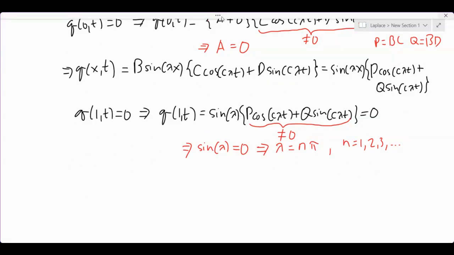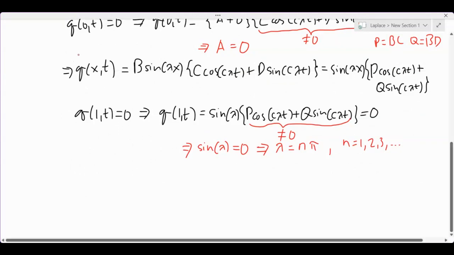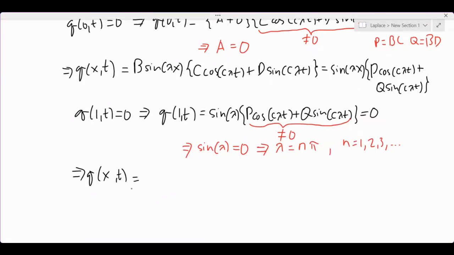Okay, so once more, we edit our function q of (x,t). This will imply that q of (x,t) will be equal to sine of n pi x times the quantity P cosine of c n pi t plus Q times sine of c n pi t.